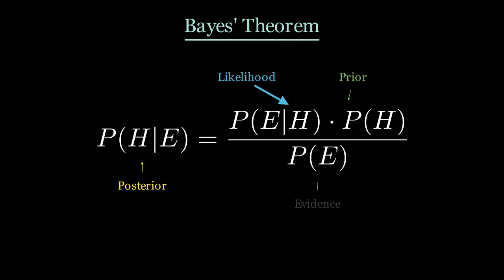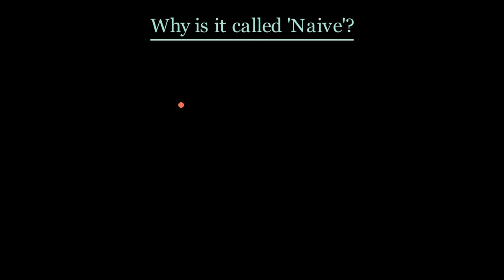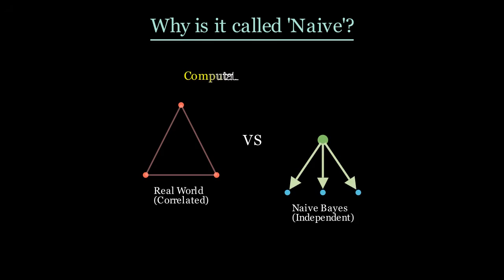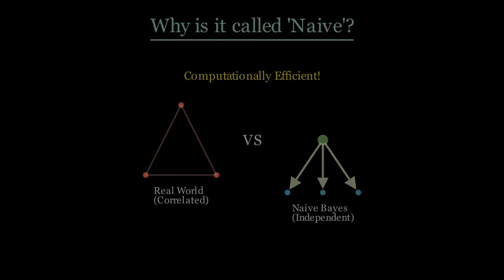But why do we call it naive? In a real-world dataset, features are usually correlated. For example, if we are predicting weather, humidity and precipitation are deeply linked. However, the naive Bayes algorithm makes a naive assumption. It treats every feature as completely independent of the others. While this is rarely true in reality, this simplification drastically reduces computational complexity and, surprisingly, performs exceptionally well even in high-dimensional spaces. Let's look at the mathematical architecture.